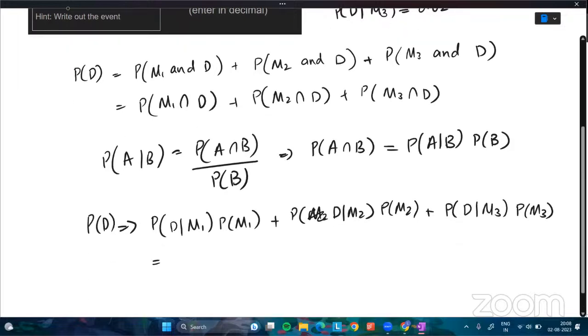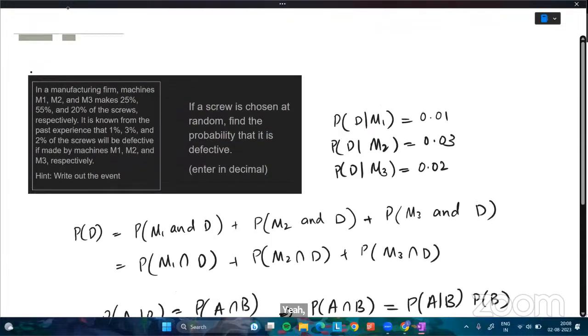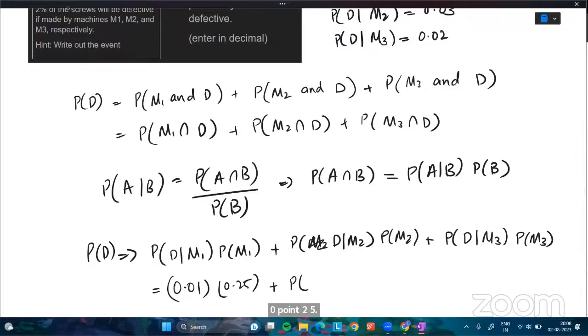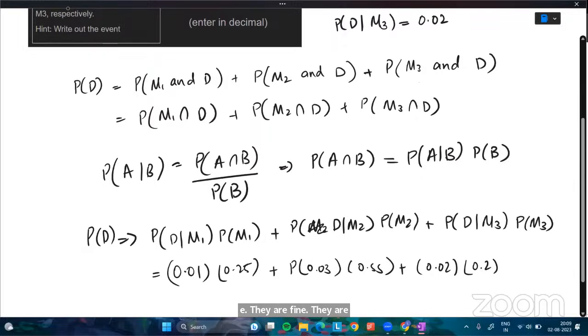Yeah, so probability of D given M1 is 0.01, probability of M1 is 0.25, plus probability of D given M2 is 0.03 and probability of M2 is 0.55, plus 0.02 into 0.2. And if we simplify all of this, we'll get 0.02. So yes, that's the answer.